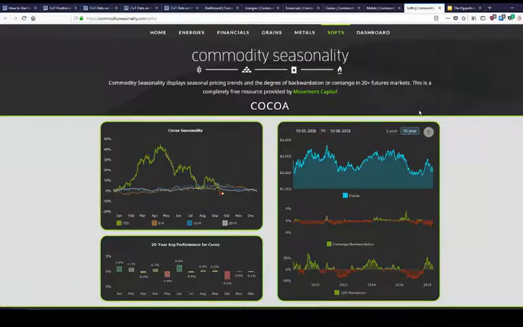The only one that stands out in soft commodities is that cocoa has historically had its worst month of the year in October. And so that is timely info.